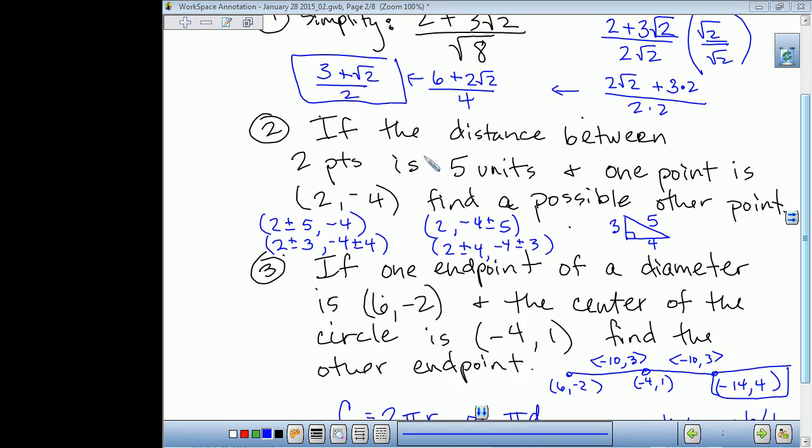All right, number 2, 5 units. Well, you could just add or subtract 5 to your x, or add or subtract 5 to your y, right? So my points could be 7, -4, -3, -4, 2, 1, 2, -9. Or any point 5 units away.